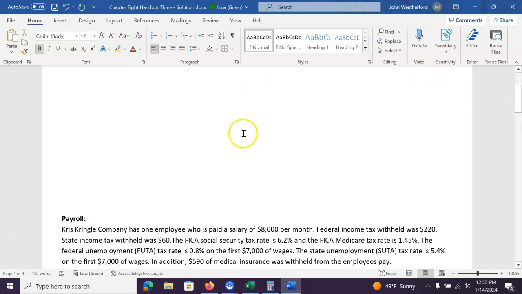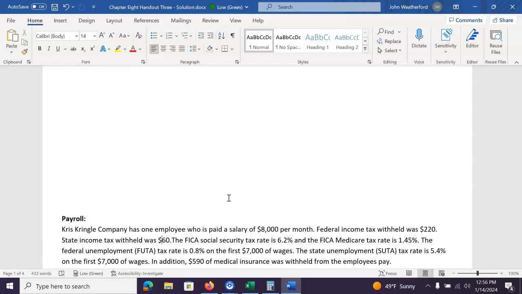But here, Kris Kringle Company has one employee who is paid a salary of $8,000 per month. Federal income tax withheld was $220. State income tax withheld from the employee's check was $60. The FICA Social Security tax rate is 6.2%, and the FICA Medicare tax rate is 1.45%. We usually combine those and think of the FICA tax rate as 7.65%. Now, FICA stands for Federal Insurance Contributions Act, but our FICA taxes, you guys, are Social Security and Medicare.